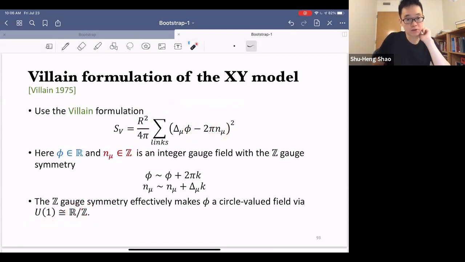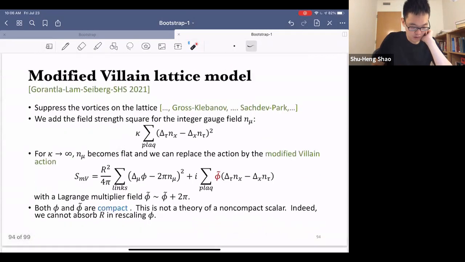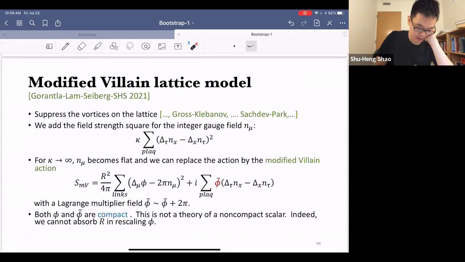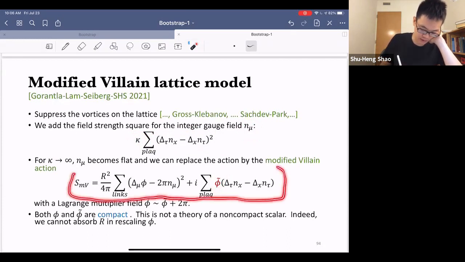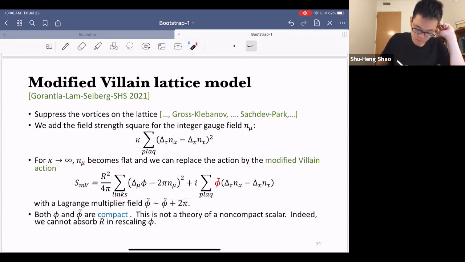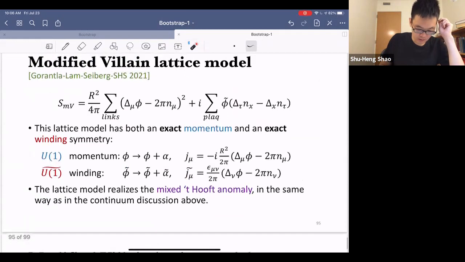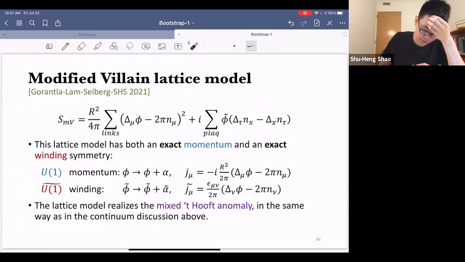But so far, we haven't done much. Among other things, this Villain formulation of the XY model only has a single U1, not two. The next step is to suppress the vortices on the lattice. Because we now have an integer gauge field, we can add a field strength squared term to the action. And we can take the coefficient to be very large. As this coefficient becomes infinite, we can replace it by a Lagrange multiplier. So now we have this lattice model action. This is what we call the modified Villain lattice model.